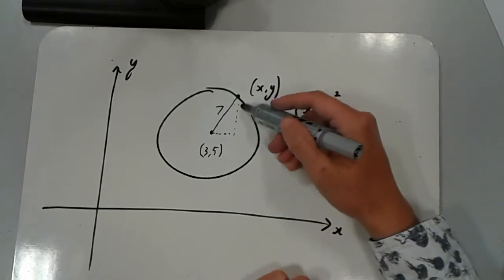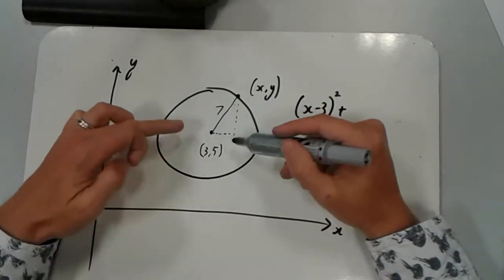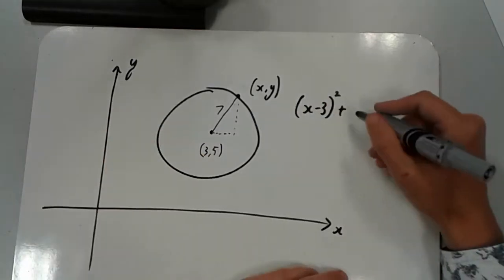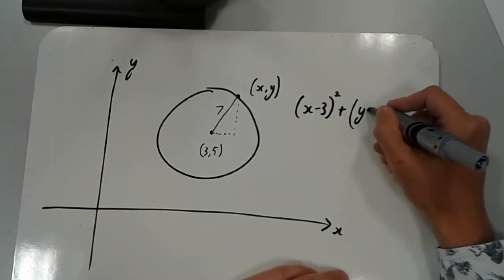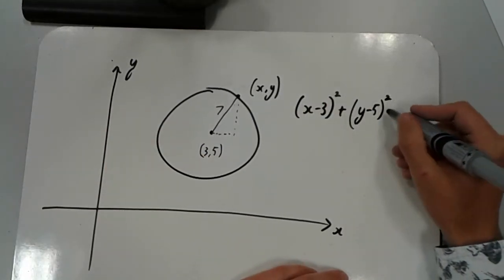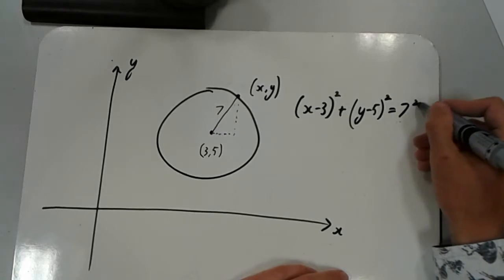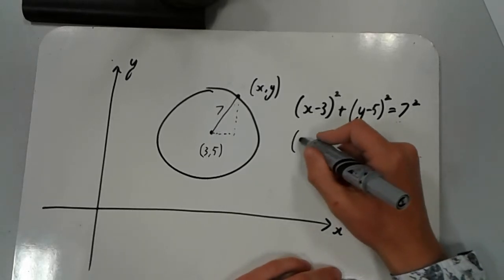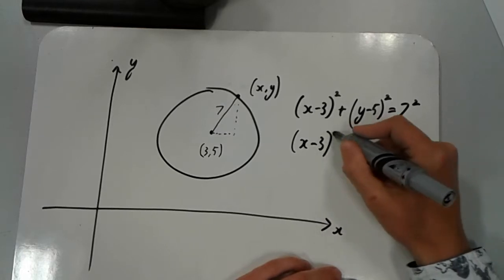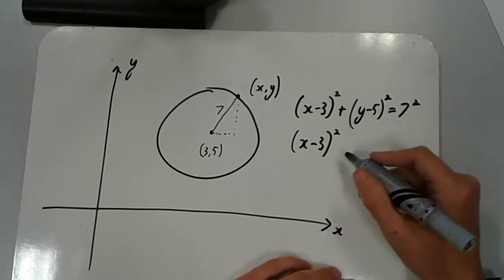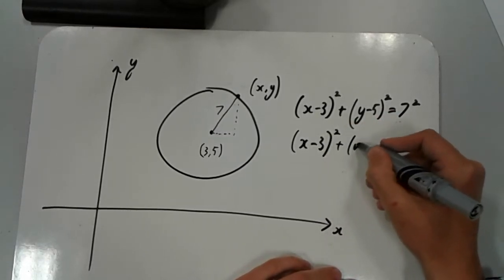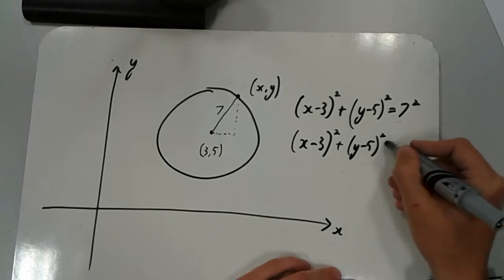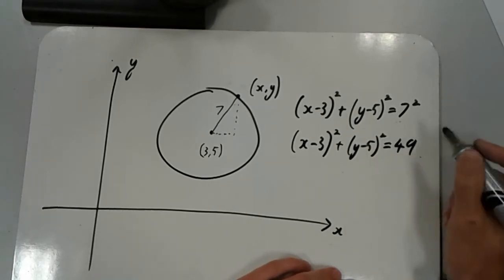This distance here, we're going up to y, but we started at 5, so y take away 5 squared. And we know that's going to equal 7 squared. Therefore, the equation of this circle will just be x minus 3 squared plus y minus 5 squared equals 49.